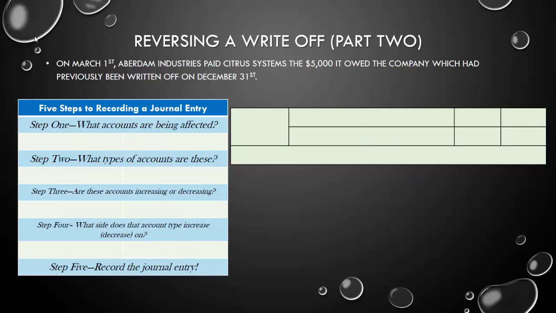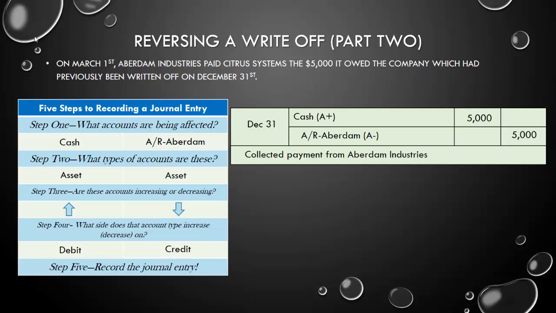So our second step is to record the receipt of cash from Aberdam Industries. And now we get to take the receivable off the books one more time, but this time not because it's bad debt, but because they actually paid it. So our other account is going to be the receivable from Aberdam. They're both assets. Our cash is going up while this receivable is going to go once again down. So we're going to debit cash and we're going to credit our receivable from Aberdam. Debit to cash, credit to the receivable, and we collected payment from Aberdam Industries.